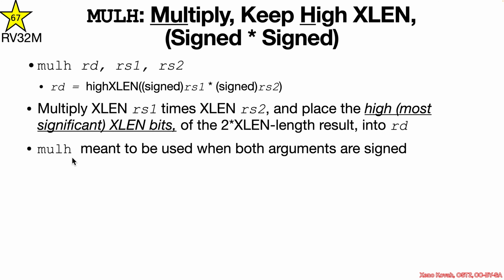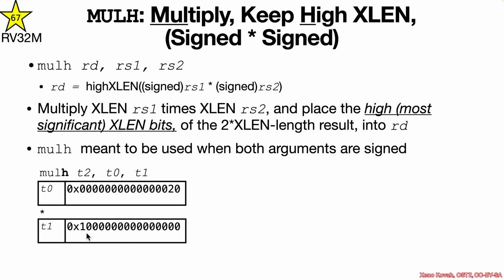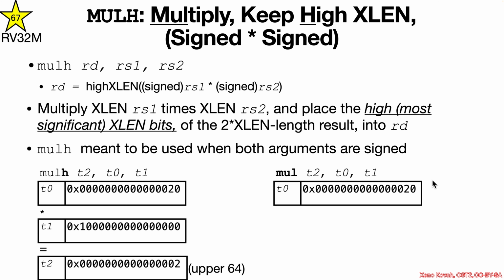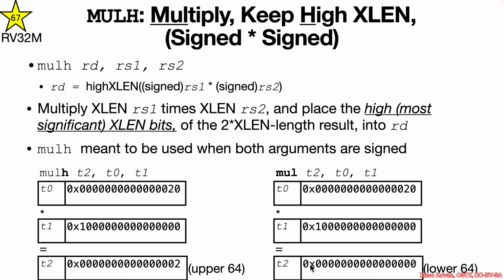And mulh, as mentioned, is supposed to be used when both arguments are signed. So going back to this example from before, hex 20 times hex 1 and 15 zeros equals 2 for the upper 64 bits, and do the multiply to capture the lower 64 bits. Hex 20 times hex 1 and all zeros equals zeros in the lower. So we know that hex 20 times 1 and 15 zeros is going to be 2 and 16 zeros.